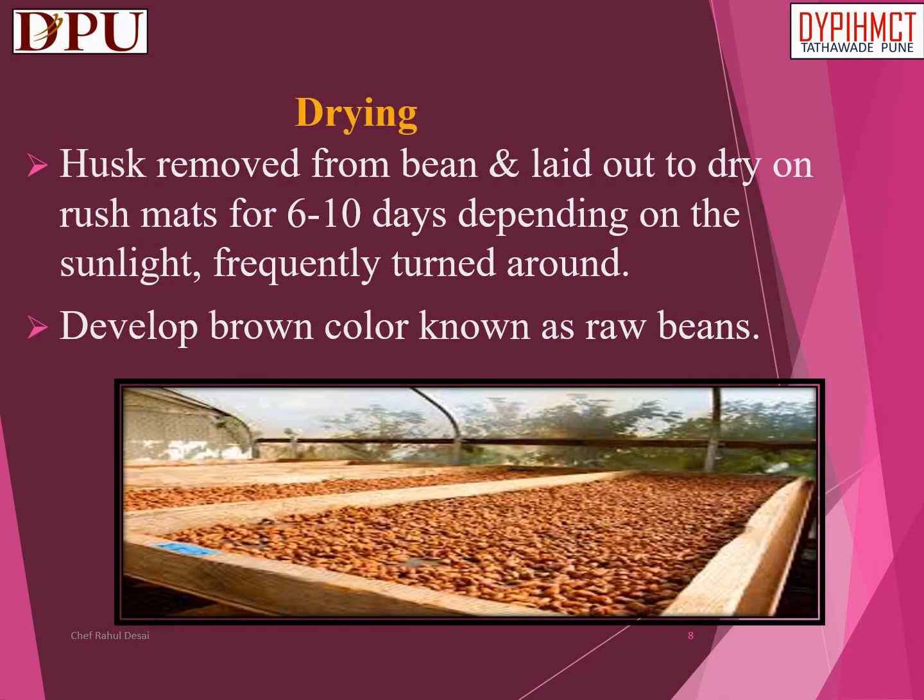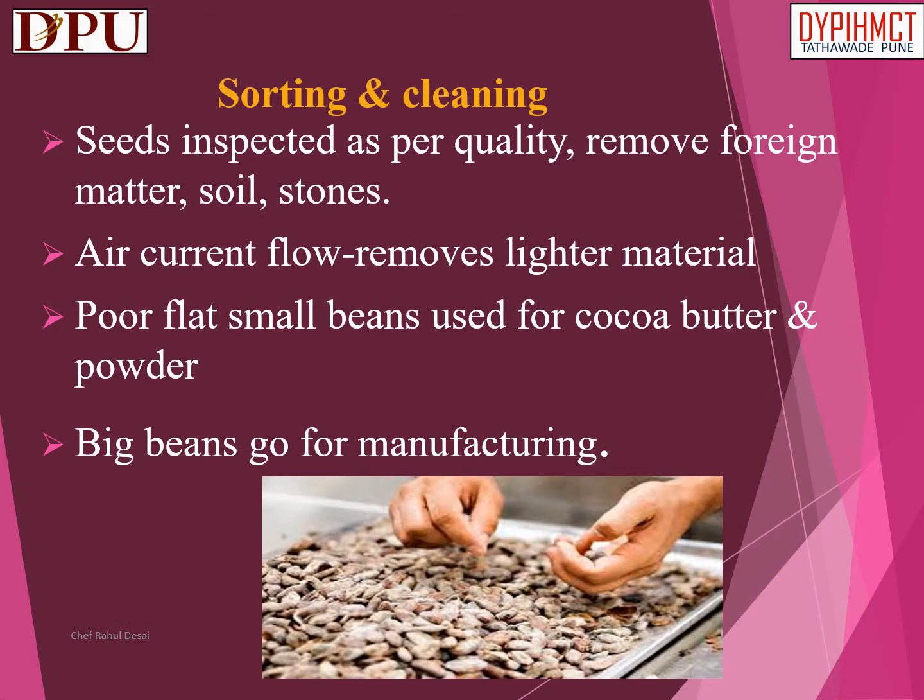Drying: the husk is removed from the bean, which is laid out to dry on rush mats for 6-10 days depending on the sunlight, frequently turned around. It develops a brown color and is known as raw beans. Sorting and cleaning: seeds are inspected for quality, and foreign matter, soil and stones are removed. Air current flow removes lighter material. Flat small beans are used for cocoa butter and powder, while big beans go for manufacturing.